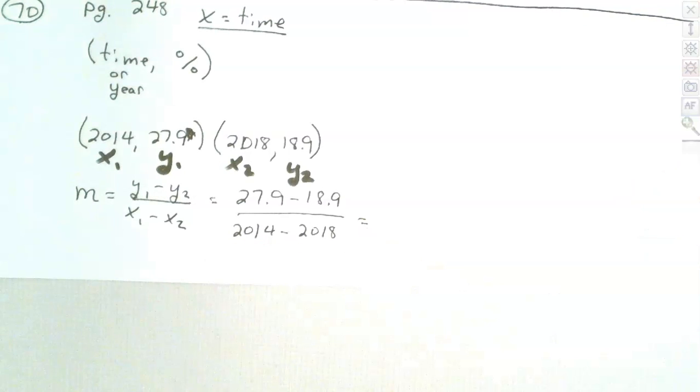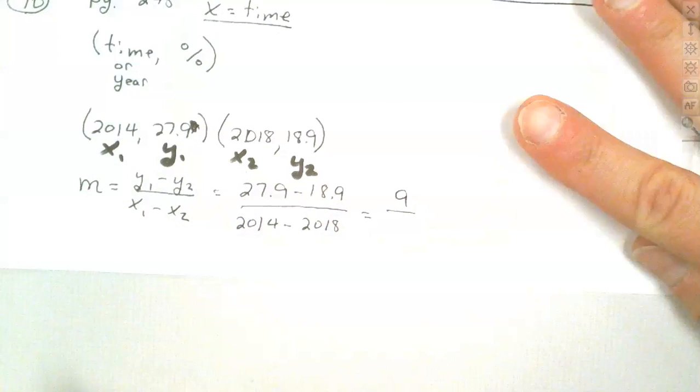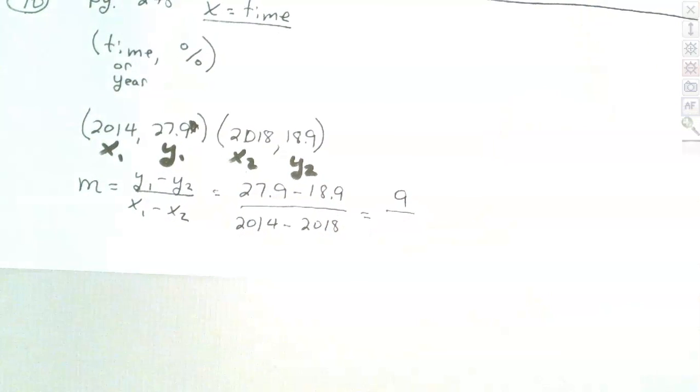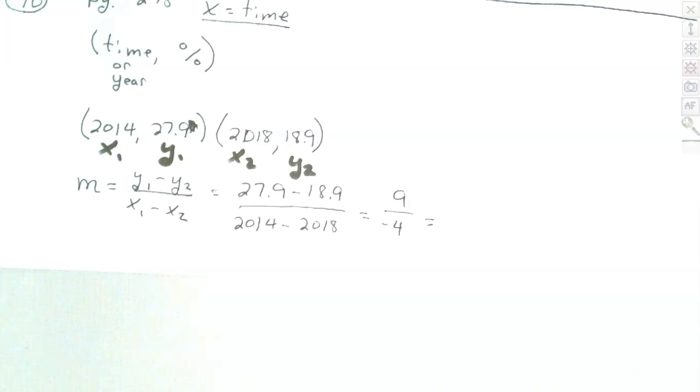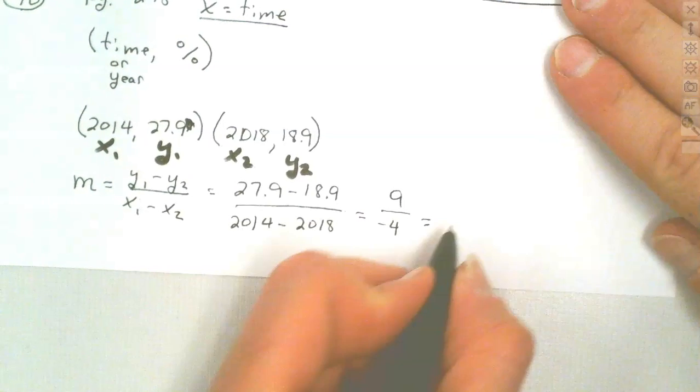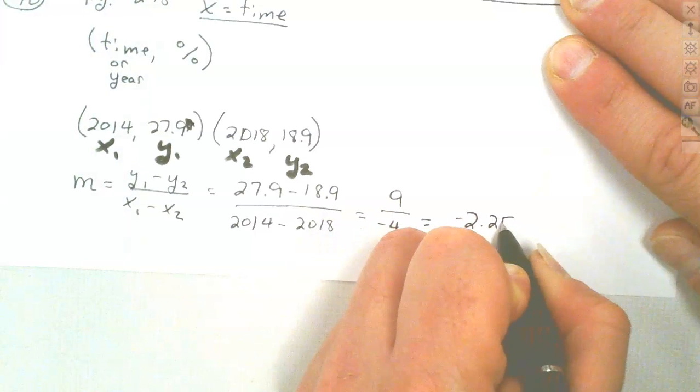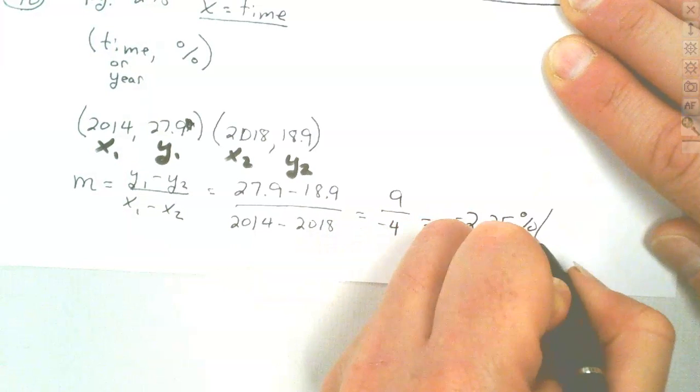There are several applications in your homework. That's why I wanted to go over a couple of these. They're not difficult. It's just a matter of setting up those ordered pairs. So we've got 27.9 minus 18.9. That's a difference of 9. And then we've got 2014 minus 2018. That's a minus 4. And when we divide them out, we get a minus 2.25, and that's going to be percent per year.